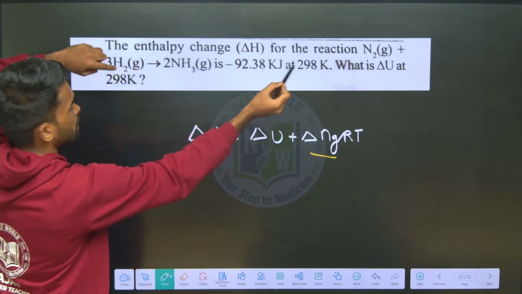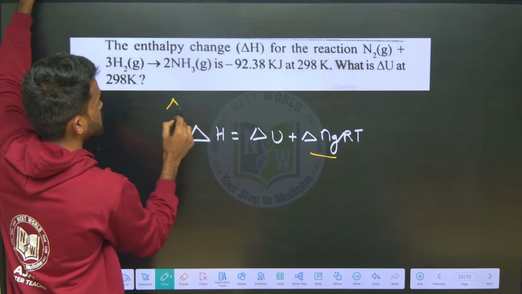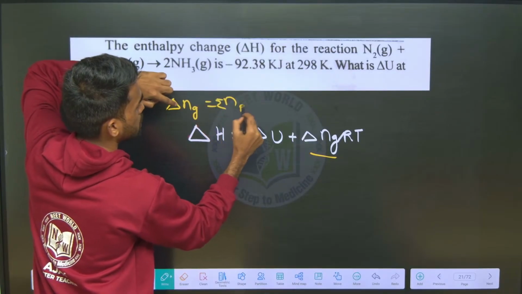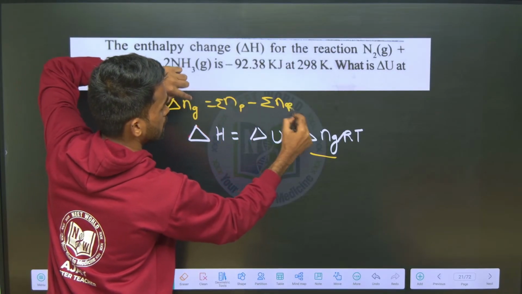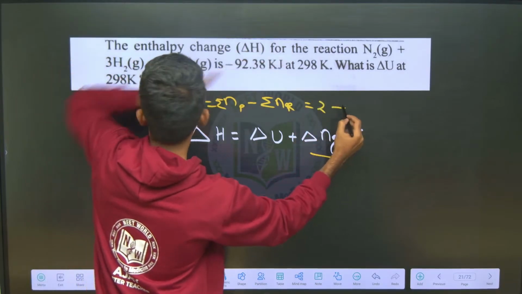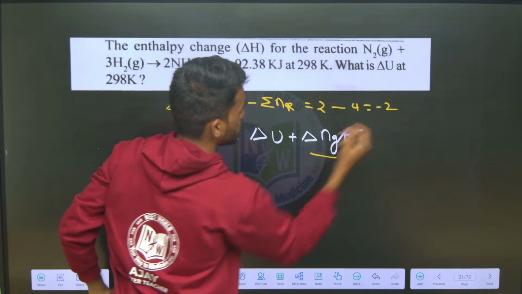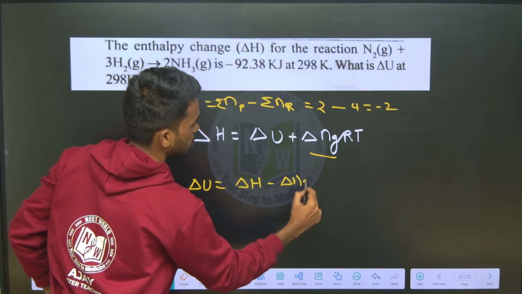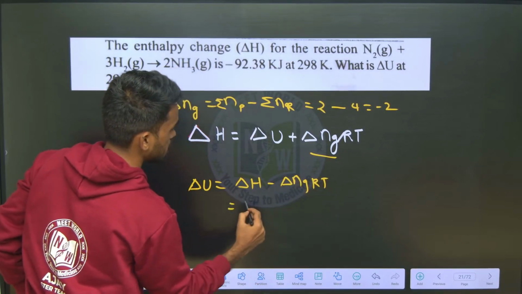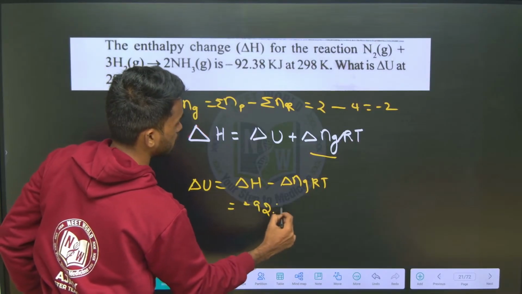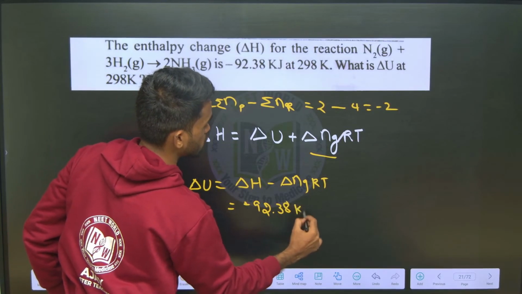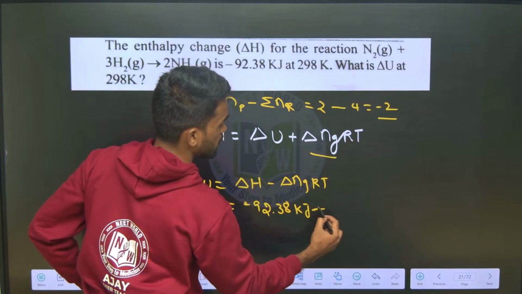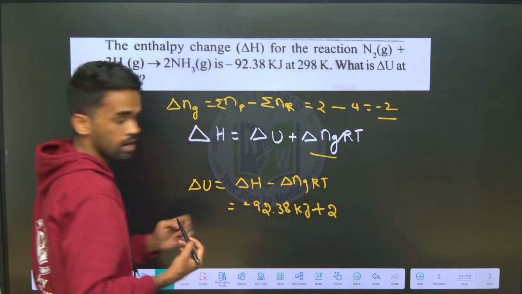So here what is the equation? N2 plus 3H2 gives rise to 2NH3. Delta Ng means the number of gaseous products minus gaseous reactants. So products are 2, minus 3 plus 1, which is 4. This will be minus 2, right? Here I want delta U, that's it. So delta H minus delta Ng RT we can write. From this, delta H is how much? Minus 92.38 kilojoules they mentioned. And delta Ng is minus 2, so minus of minus is plus 2.